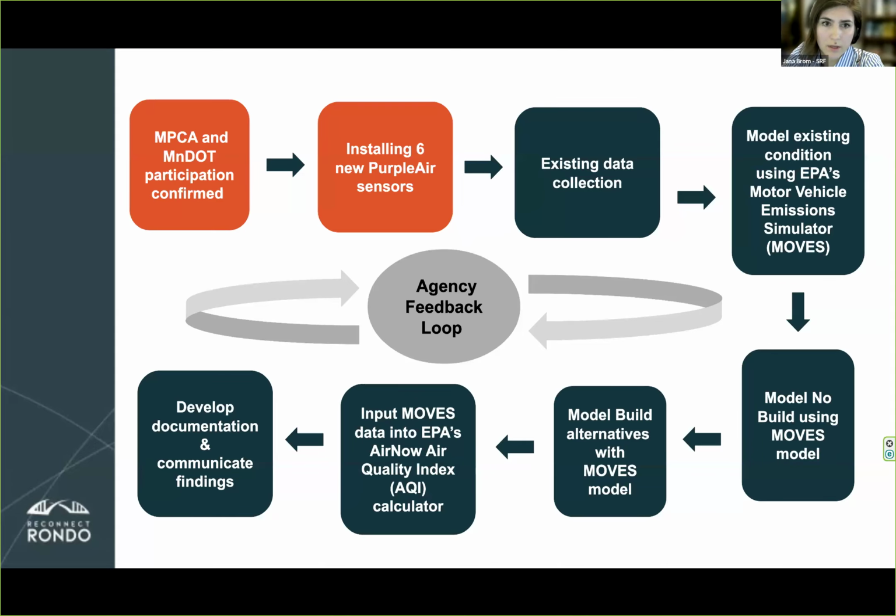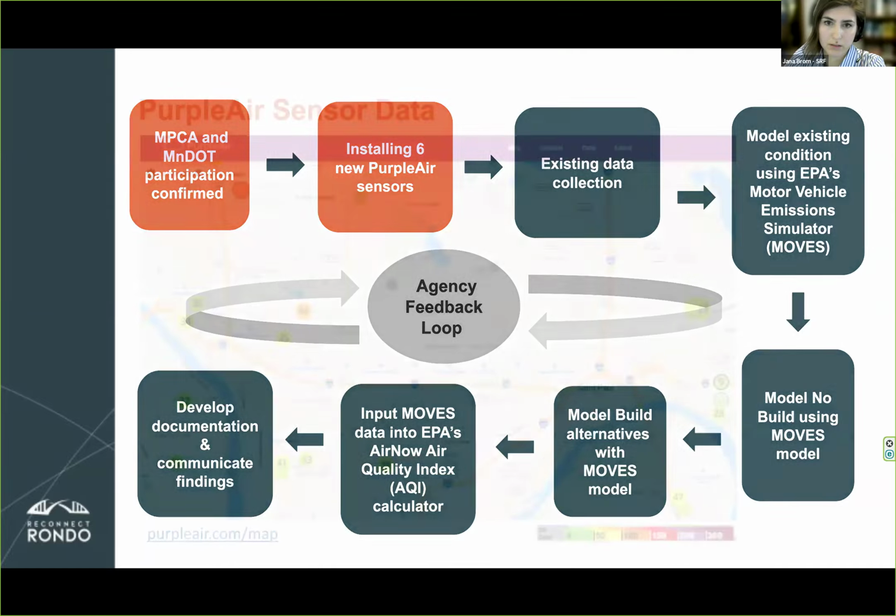A couple more things here to note. AQI is a standardized system that shows how polluted the air is, and it's the metric you probably see most often for air quality, typically shown in your smartphone's weather app or map application. And then the final step of the process in this flow chart here is to develop a findings report and communicate those findings, all while continuing to have an agency feedback loop throughout. Next slide, please.